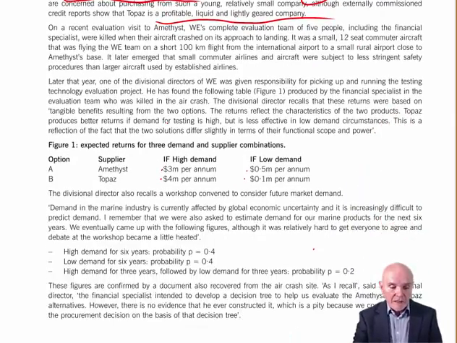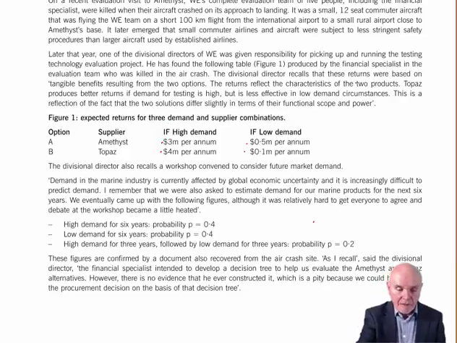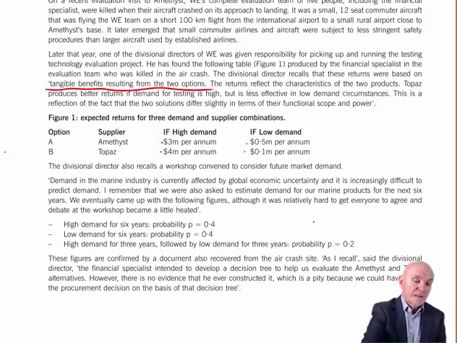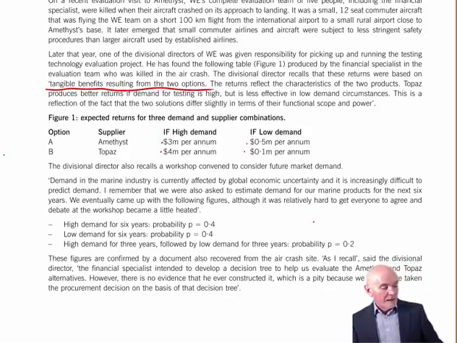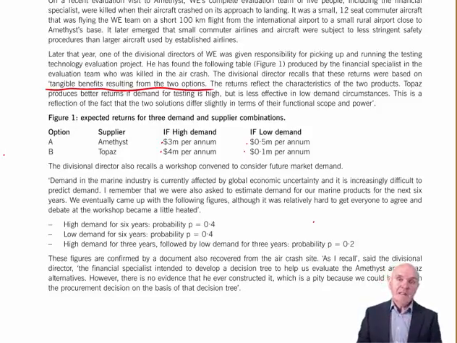Further on down here, the division director reports that the returns are based on tangible benefits resulting from the two options. So presumably there are going to be some intangible benefits. Intangible benefits can be things like employee morale. Remember this newer company, Topaz, with its attractive, up-to-date interface. Maybe it's an easier interface to navigate, and you get your work done better and more easily, and then just working in a company is more pleasant. And employee morale can be important.